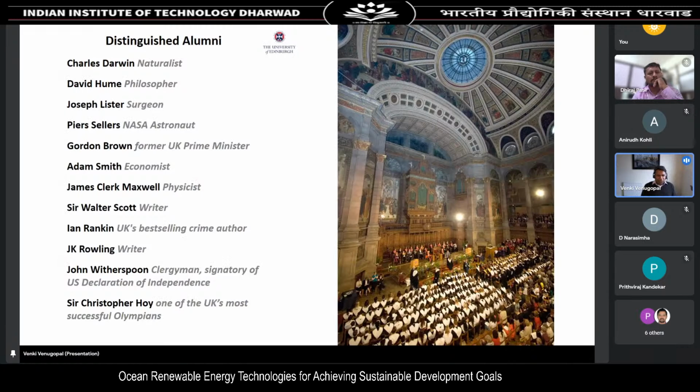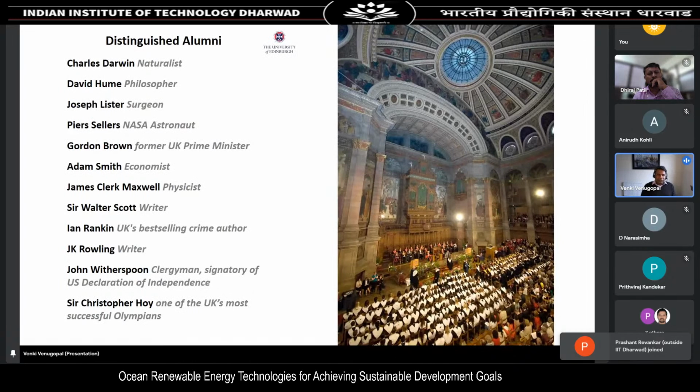And we have also produced distinguished alumni in the past. The picture you see on the right-hand side is where the convocation, the degree awarding ceremony, takes place. And the people that you see on the left-hand side would have gone through the doors to this venue where they would have graduated with different degrees.